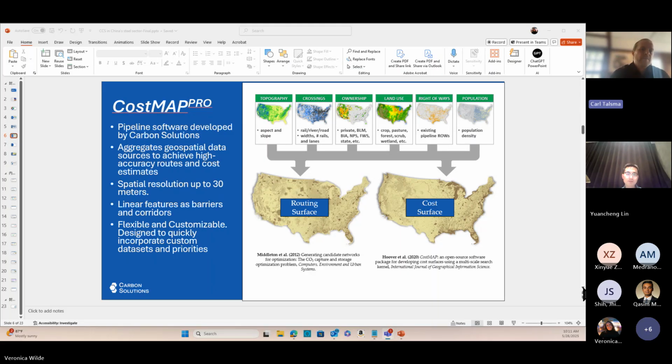and see how it affects the routing. One thing for this project specifically is we kind of had to start from scratch, and Yuancheng provided a lot of the input data that he collected for China. So we had a lot of good data going in. We had to adapt the software to be able to run in China, and a lot of that had to do with projections and allowing the software to be more flexible in terms of spatial projections for the data, which we were able to do.